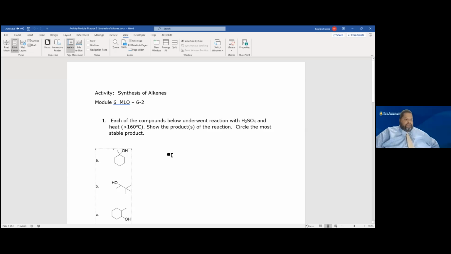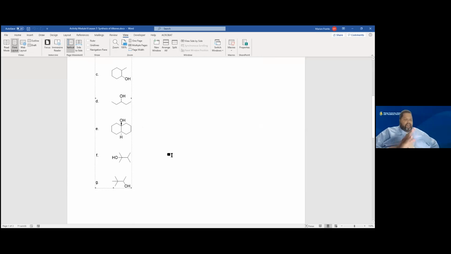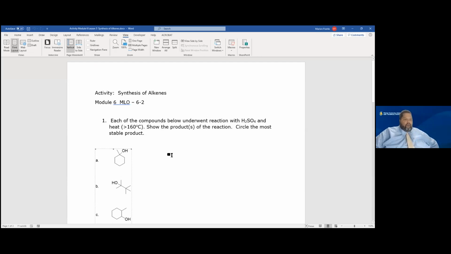So once again, you have alcohols, and in this particular case, you have reaction conditions that are given. In most of these alcohols, the student may be able to do a rearrangement reaction, or form many products, and the question asks them not only to show all of the products, but also to circle the most stable product, which goes back to Zaitsev's rule.